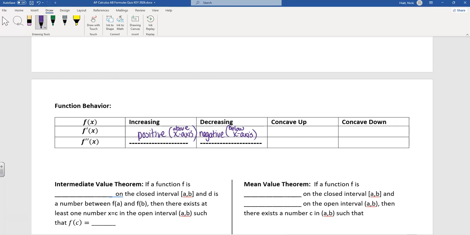Okay. For concavity, we look at the second derivative if it's available, right? If the second derivative is positive, then our graph is concave up. If the second derivative is negative, then the function itself is concave down. And then this sort of translates here. If the second derivative is positive, then the first derivative is increasing. And if the second derivative is negative, the first derivative is decreasing.